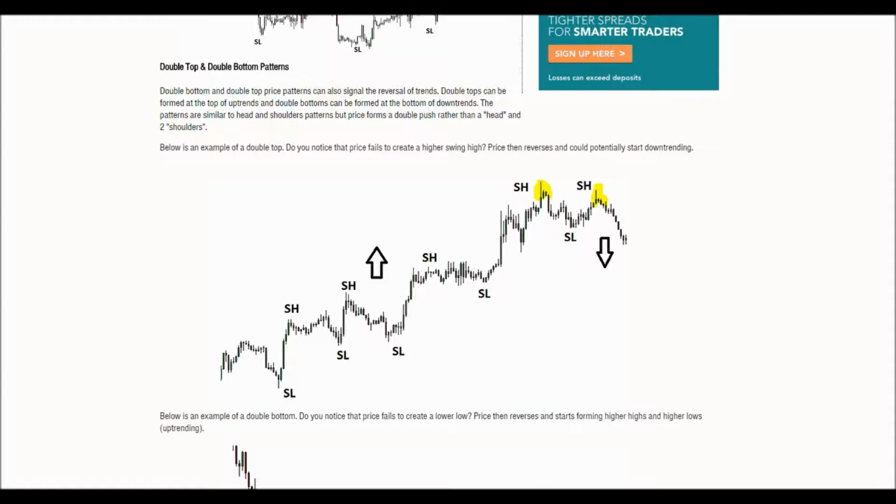There's an example here with this nice uptrend. We fail to push higher. The buy momentum is dying out. It's becoming exhausted. The selling momentum has taken over, and we start downtrending.